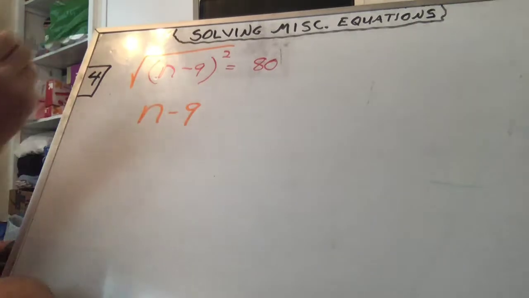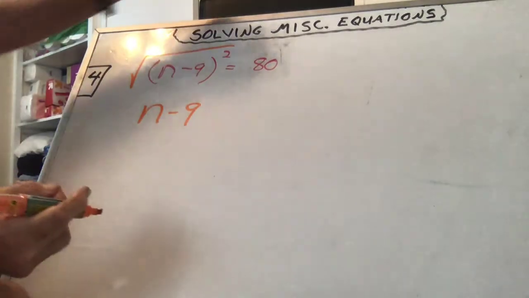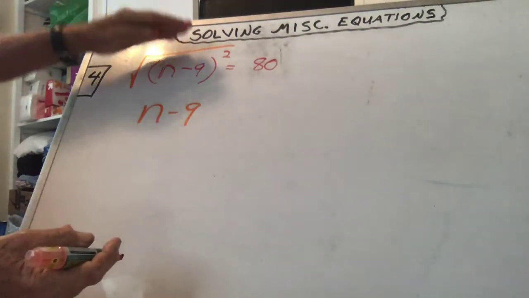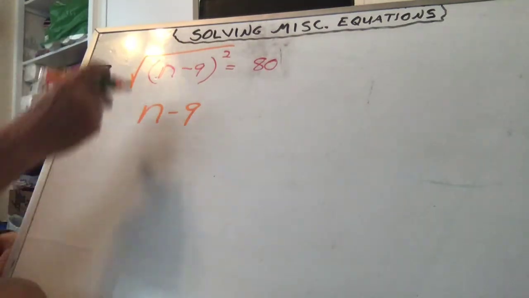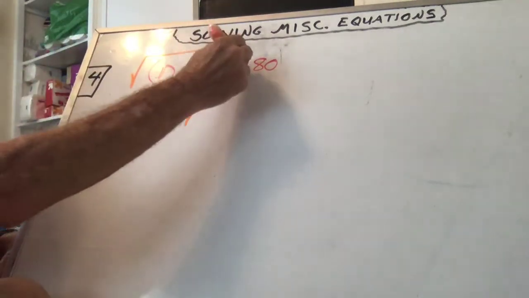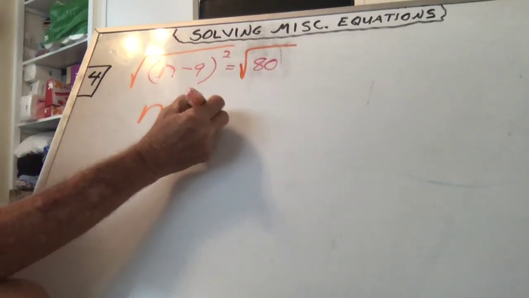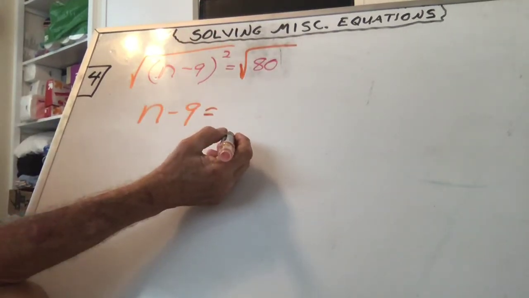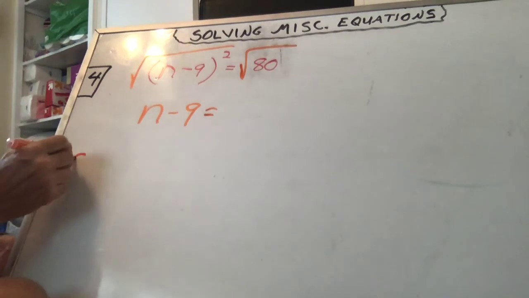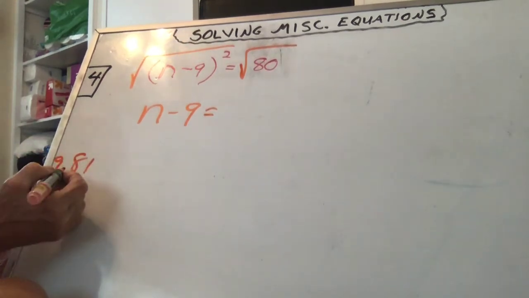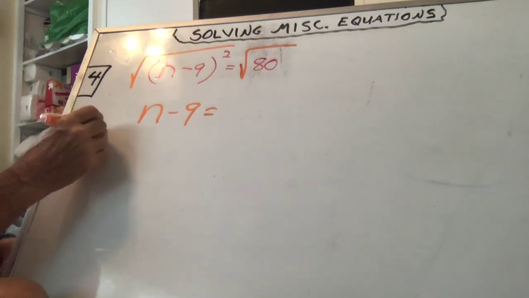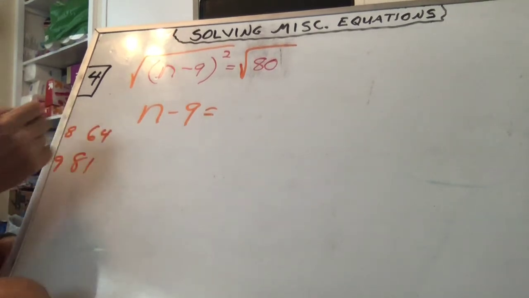Okay, the rule, though, is one thing never changes with equations. Whatever you do to the left, you've got to do the same thing to the right. So if I square root the left, I've got to square root the right. So the square root of 81 is 9. The square root of 64 is 8.